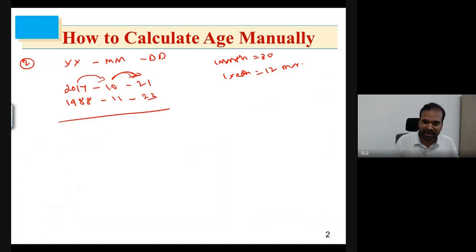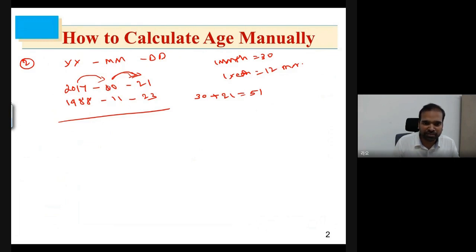So here we have 10 months. With the 10 months, I am borrowing 1 month. That means 30 days plus, here how many days we have? 21. So the resultant value is what? 51. So now after taking the borrowing, this 10 will become what?